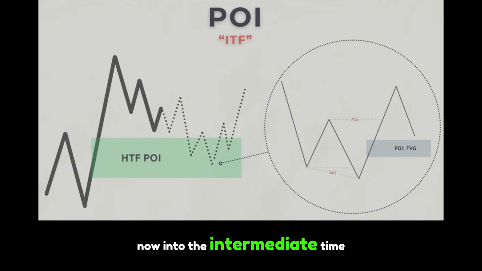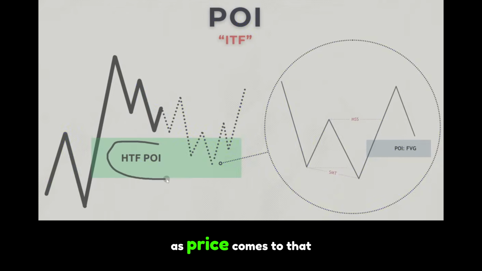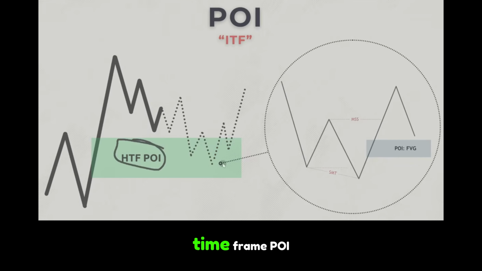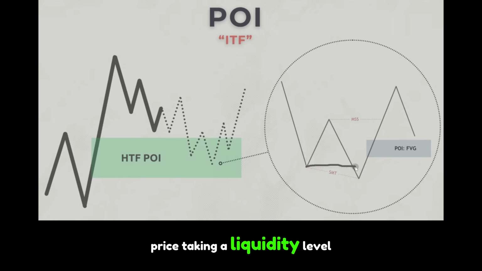Now into the intermediate time frame. We're not going to be entering immediately as price comes to that high time frame. I want to see some confirmation or some indication that, okay, the bias is right. There is something that the price action is doing that is giving us a hint that, okay, price is willing to move in that direction, the same as the higher time frame POI. So as price is coming inside the POI in kill zones, what I want to see is this: price taking a liquidity level and breaking that high in between. What is that? That's a market structure shift.